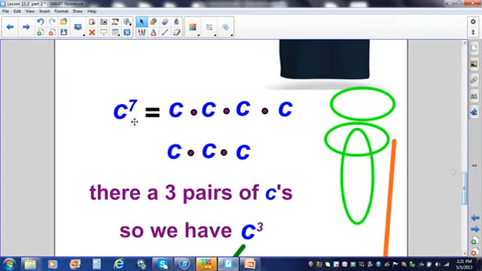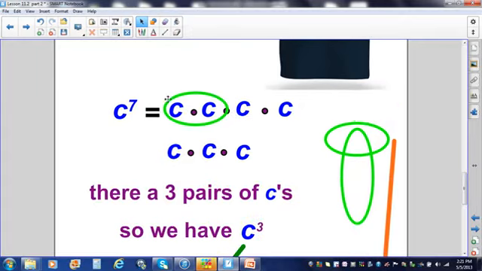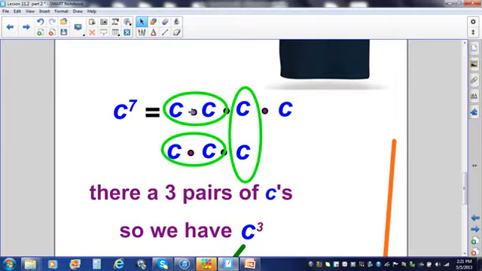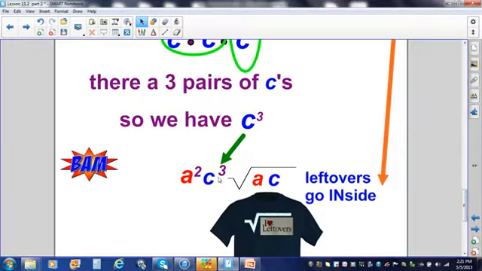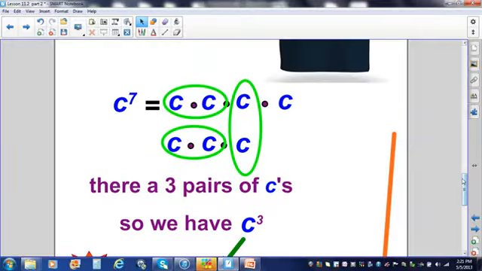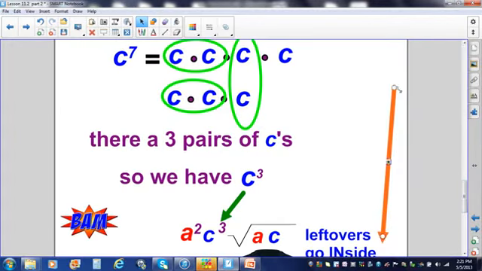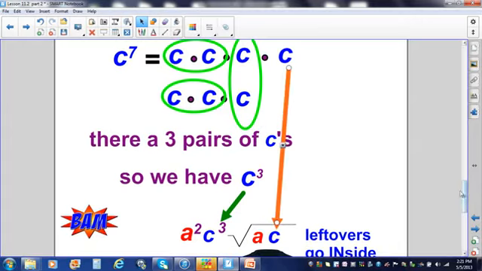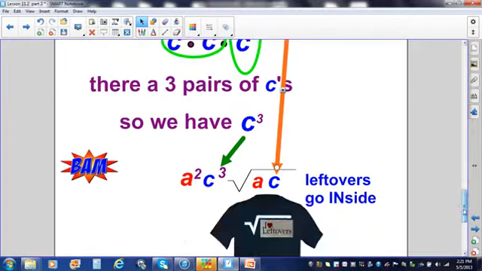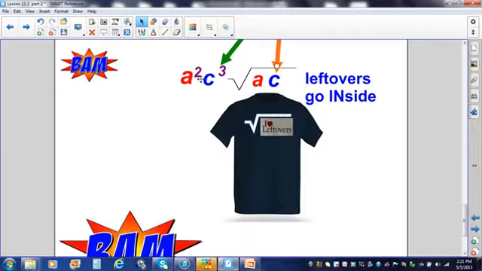Now, c to the 7th means we write the letter c 7 times. Looking for pairs, matches. I have 1, 2, 3 pairs. So I'm going to write c to the 3rd power on the outside. I have 1 c left over. Remember that leftovers go inside. So we have a c left over on the inside. A to the 2nd, c to the 3rd, square root of a c would be our answer.